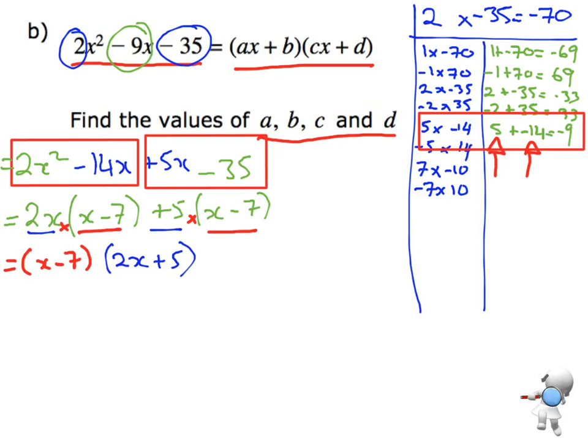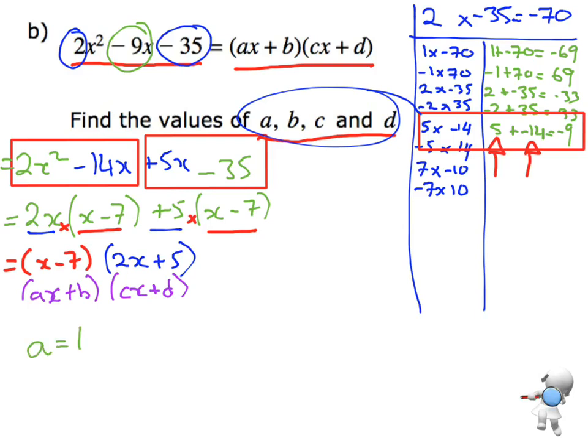Now, if I go back to the original question, it says find the values of a, b, c, and d. So if we have that written in the form, ax plus b times cx plus d, matching that up means that a must be equal to 1, b must be equal to negative 7, c must be equal to 2, and d must be equal to 5. I'm just simply matching up those values, and that's my answer.